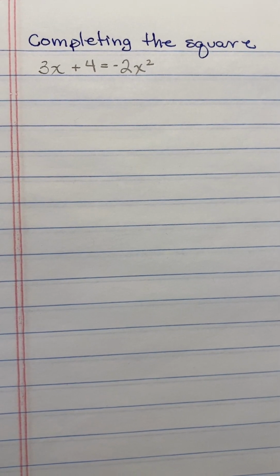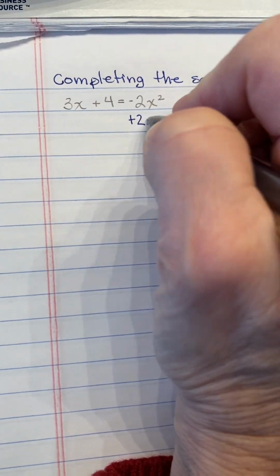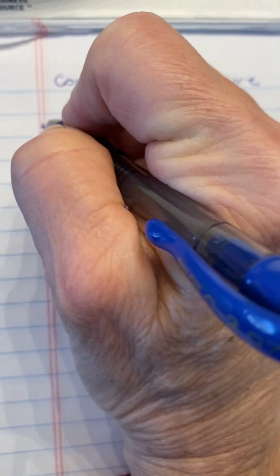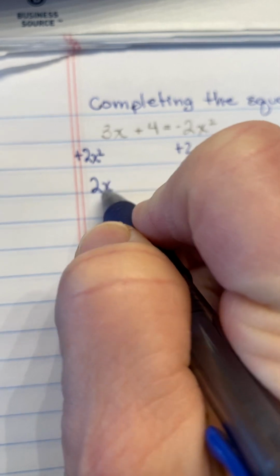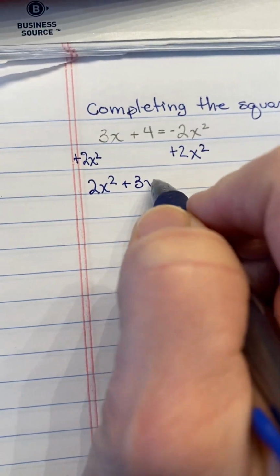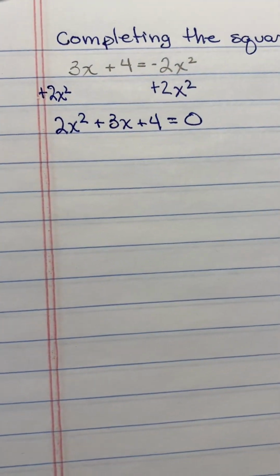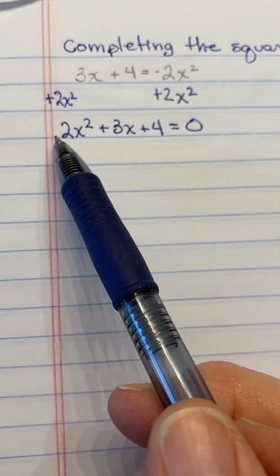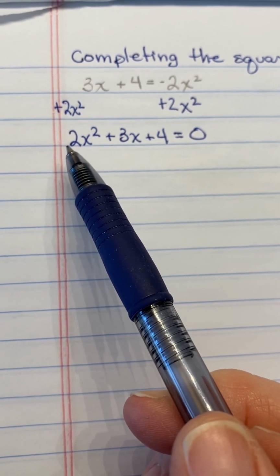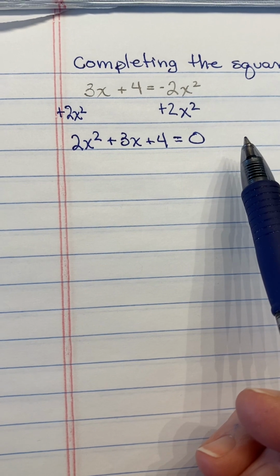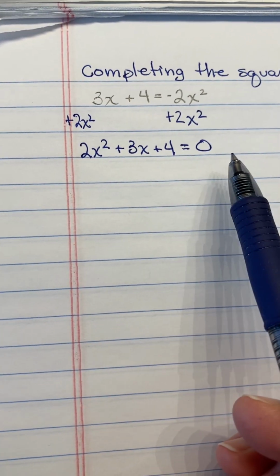So the first thing that we want to do is set everything equal to 0. So I'm going to add the 2x squared over. I'm going to put it first so that when I write it, I will have 2x squared plus 3x plus 4 is equal to 0. Now, if I have a coefficient on my first term, that's called the leading coefficient, I'm going to have to divide everything through by 2. Do you see how I have a 0 over here? That's why I can divide it all by 2.